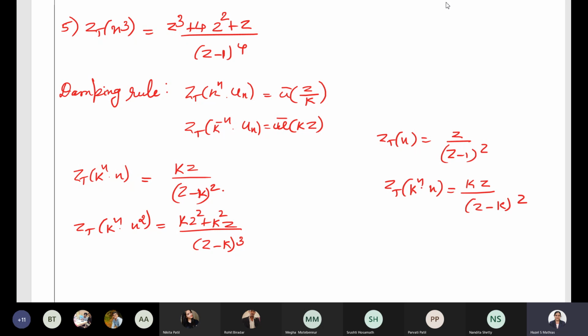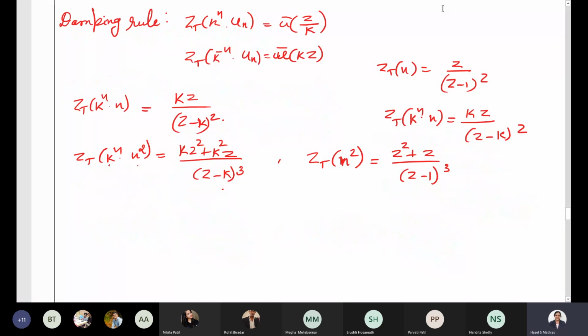Similarly, when you have Z transform of k power n into n square, try to remember what is Z transform of n square. It is Z square plus Z divided by Z minus 1 whole cube. So Z transform of k power n into n square is multiplied by k. So it will be kz square plus k square z, some modification is there, divided by z minus k whole cube. Some modifications are there, but still you can remember this way.